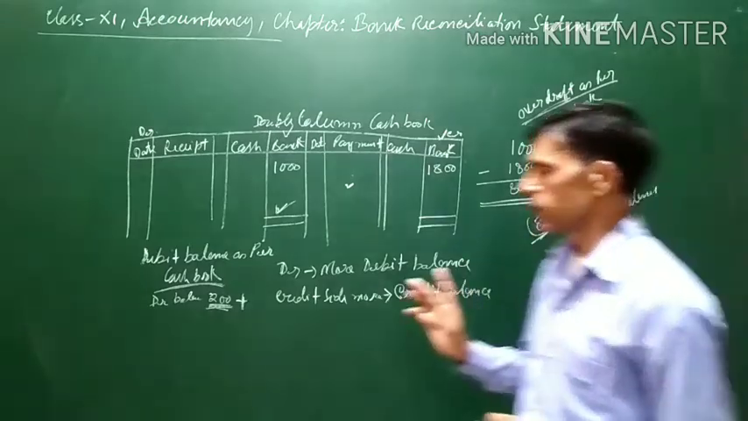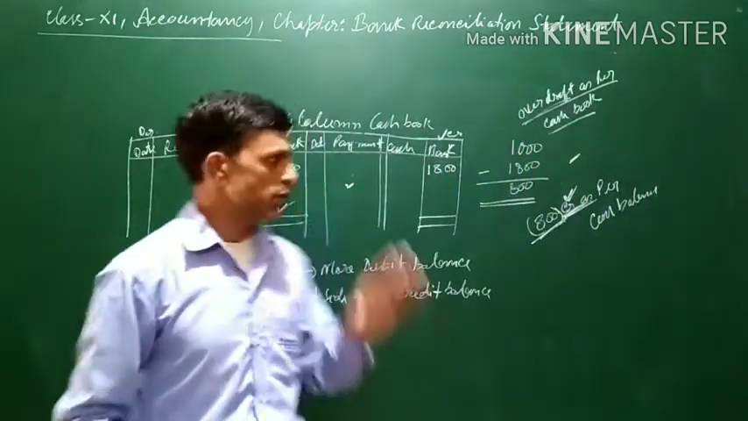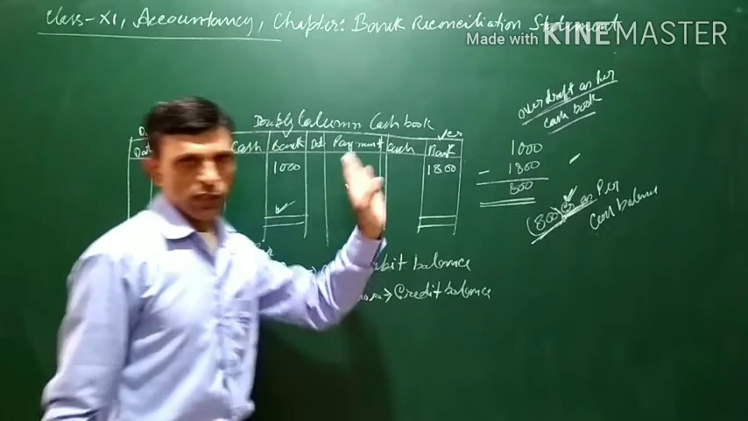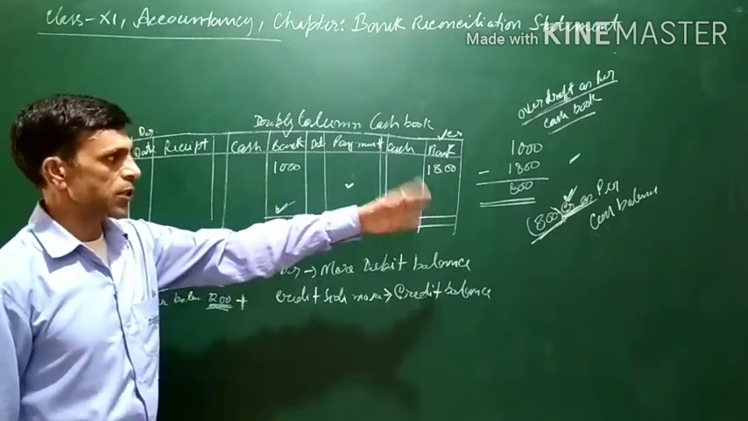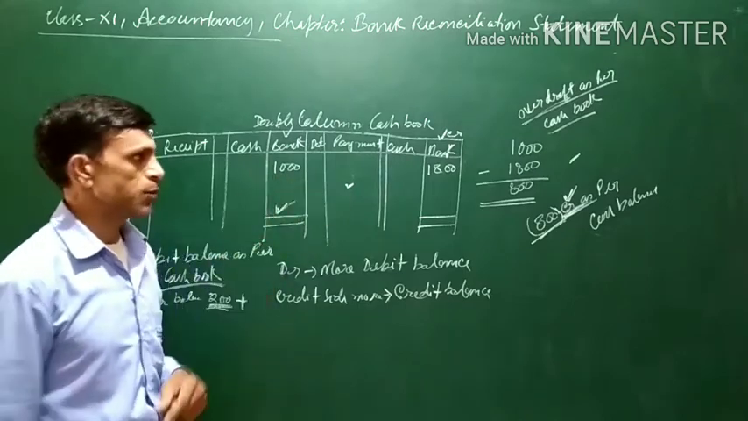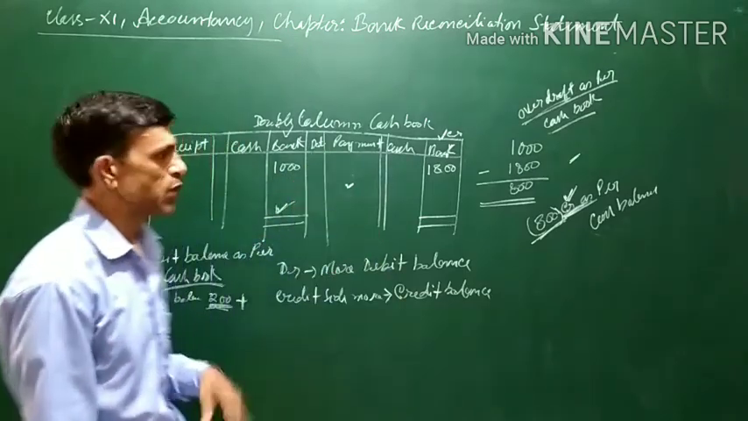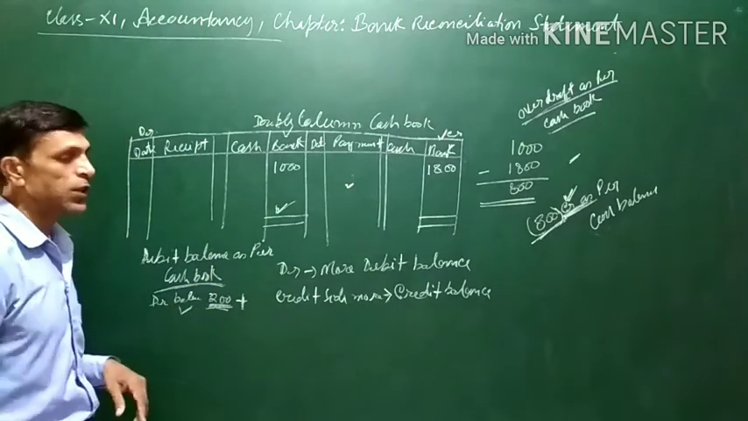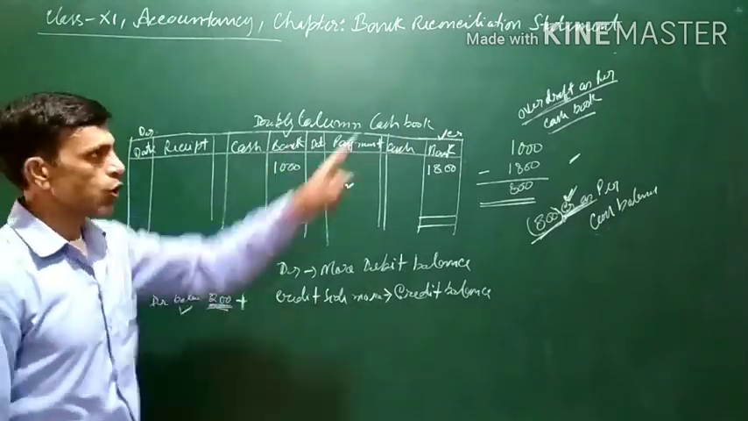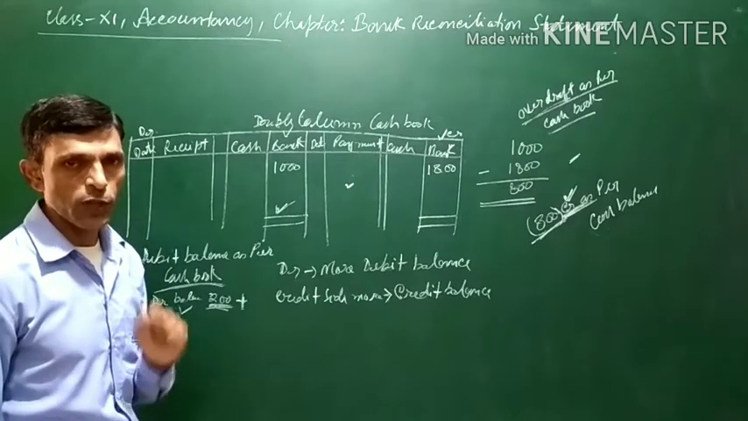This is one thing regarding bank reconciliation statement. This is regarding cash book, but it will be kept in mind while preparing bank reconciliation statement. These terms will come into operation. Means we have to use these terms. That is why I am saying you have to learn this thing. What does debit balance as per cash book mean? What does credit balance or overdraft as per cash book mean?